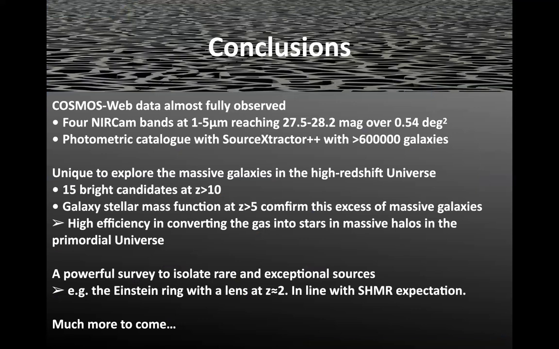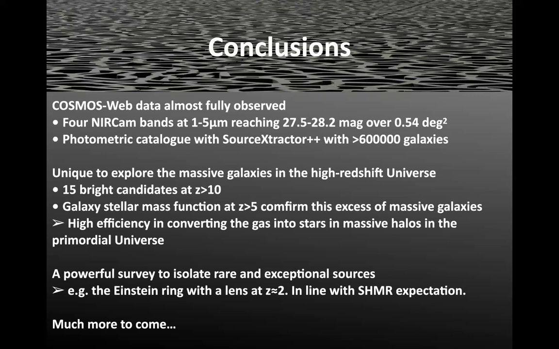We have these 15 bright candidates at redshift 10 that we want to confirm. We work on this stellar mass function. I think that's something really interesting that we can do with this data, and the next month is going to be dedicated to that. So I think we are going in the direction of saying that we need, for massive galaxies at least, higher efficiency than what we have in the local universe. I think a lot of people find that now, and it seems that we go in the same direction.